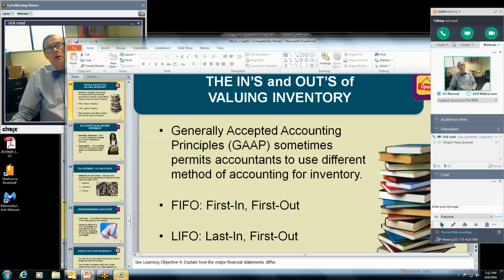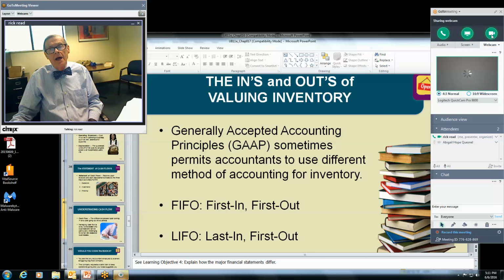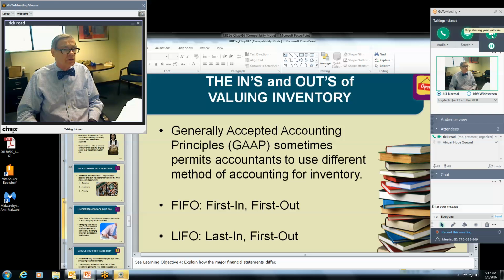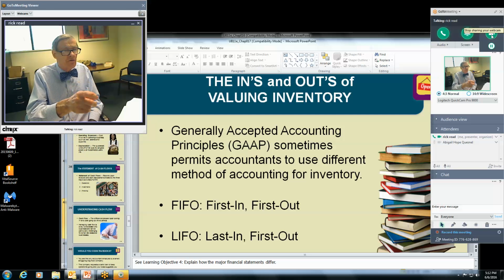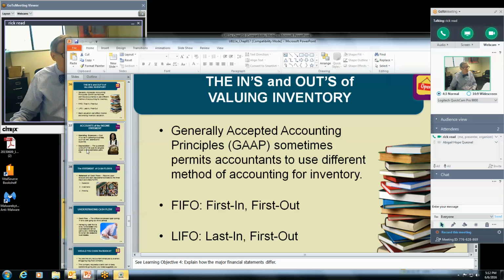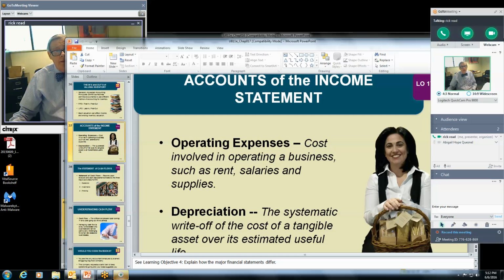GAAP, this is ins and outs of value and inventory. GAAP just tells us this is the generally accepted accounting principles. Now, you can do one of two things. You can do what's known as first in, first out in your accounting procedure. You can do last in, first out in your accounting. So it's a different method of accounting for inventory. But what you can't do is mix and match. You have to use one or the other. You don't use both, because if you do, your books won't be accurate.